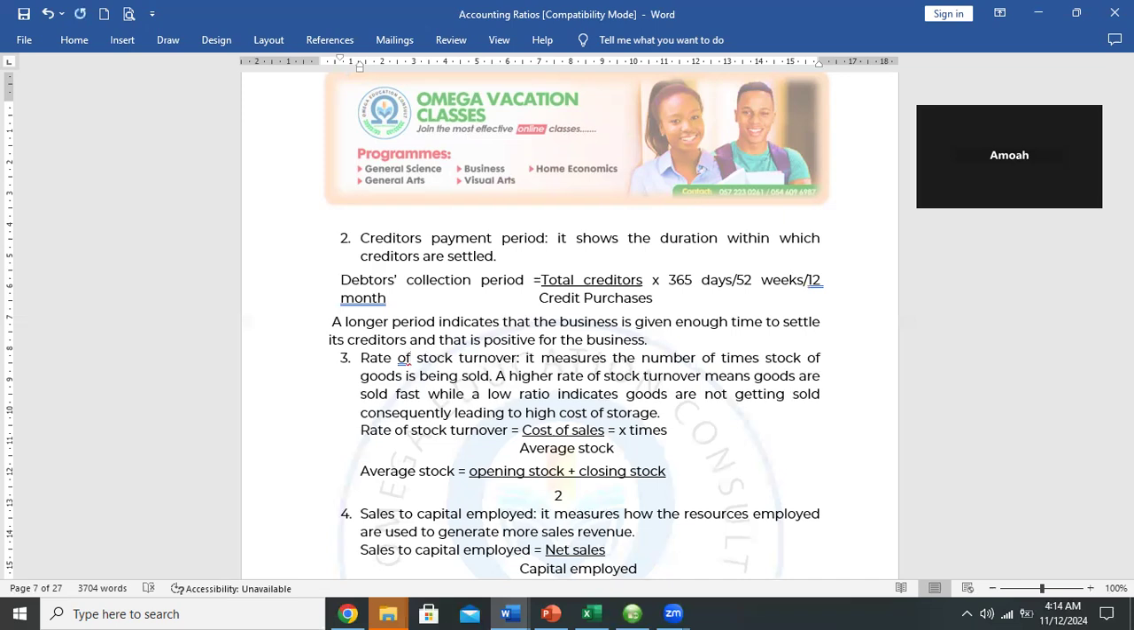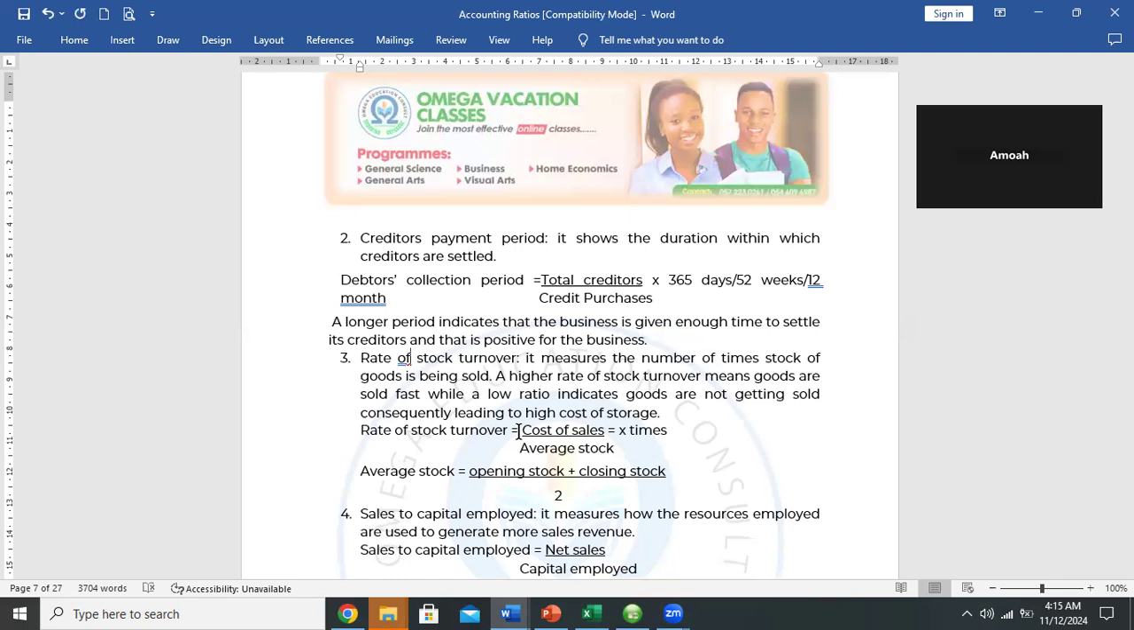Now, let's look at the third one, which is the rate of stock turnover. We just established that one of the activities of a business is to sell goods or sell stock, right? So let's look at this ratio. It measures the number of times stock of goods is being sold. The higher the rate, the better for the business, because that tells us that the business is able to sell its stock faster. What is the formula? The formula is cost of sales divided by average stock.